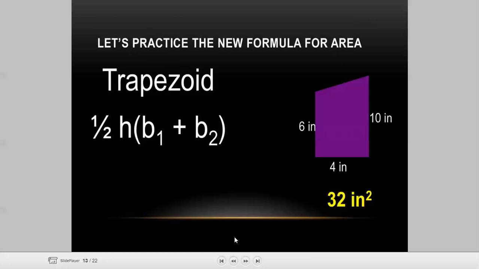Here the bases are vertical, so I have 10 inches and 6 inches. 10 plus 6 is 16, multiplied by 4 divided by 2 is 32 inches squared.